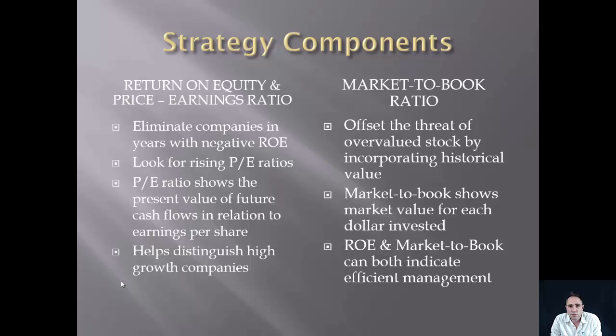The reason that I chose this strategy is because I wouldn't invest in anything that had a negative ROE, especially because that would show some problems with a company as far as negative earnings. And then also the market to book ratio should potentially offset any overvaluing of a price to earnings ratio.